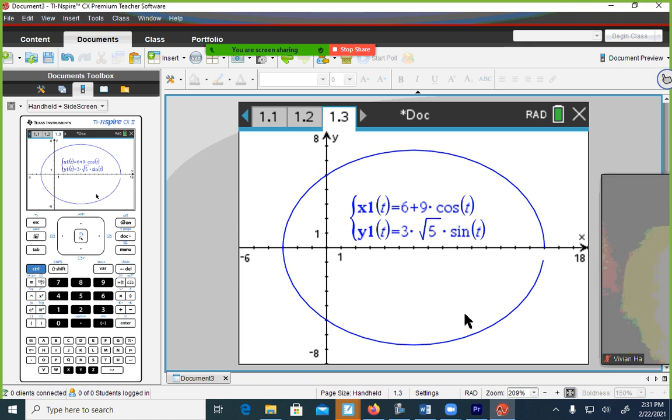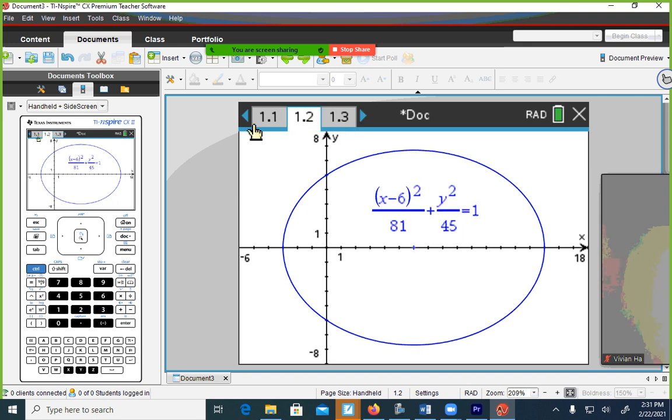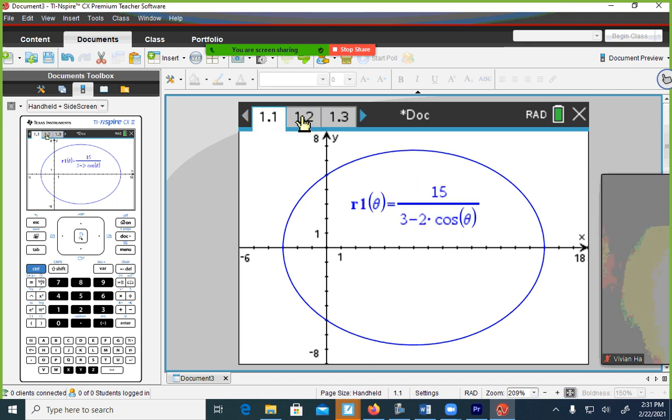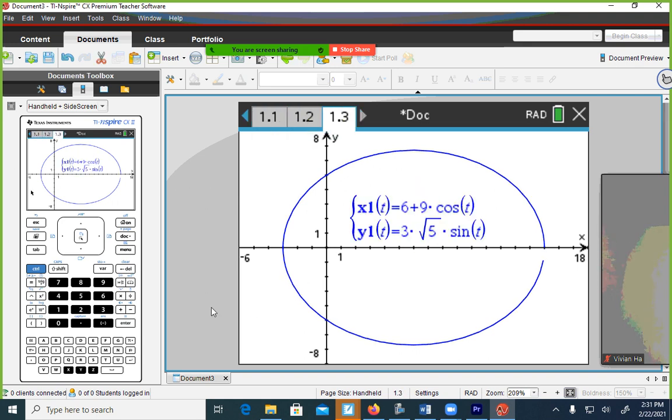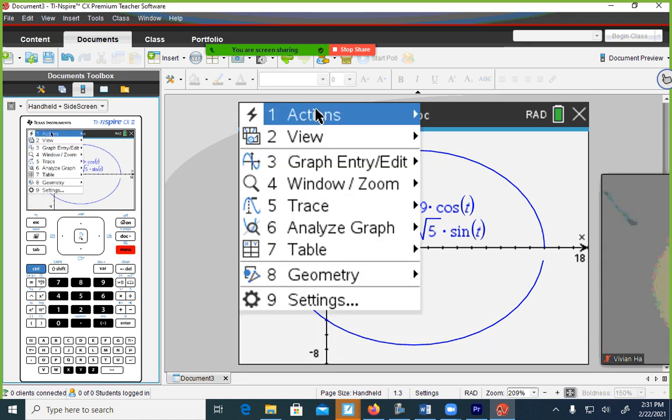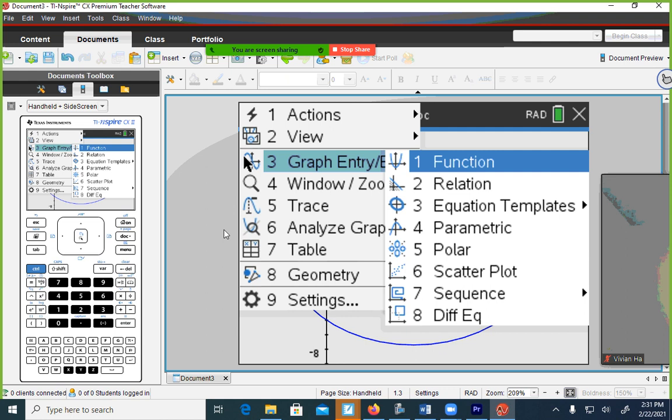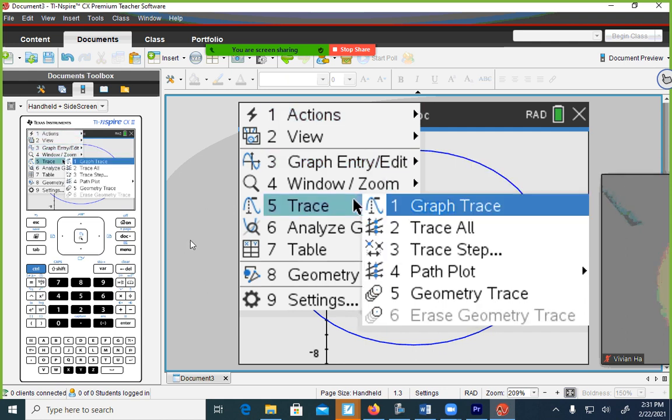Okay, so then you have all three graphs are the same? And then you guys know how to save it? Yes? So if I were you, so next class, we're going to work on this, and I'm going to stop this recording.